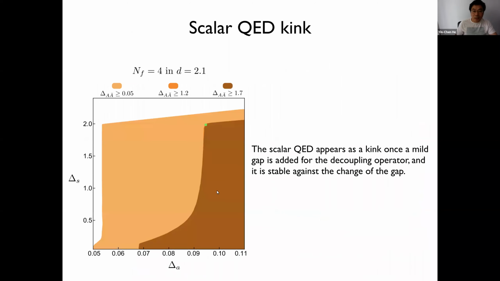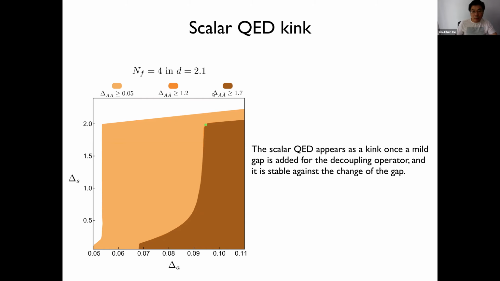It turns out to be the case if we consider 2 plus epsilon dimensions. For example, here, if we consider 2.1 dimensions and we bound the SU(NF) singlet. If we don't add any gap in this decoupling operator channel, the leftmost bound is what we obtained numerically. We can see there's a kink, but this kink is likely to be something like Wilson-Fisher. But once you add a pretty mild gap in this decoupling operator channel, you see the numerical bounds are improved significantly, and then we get a kink which matches the 2 plus epsilon results of scalar QED. This green dot is just the 2 plus epsilon result. And this numerical bound as well as the kink is not sensitive to the gap we add.